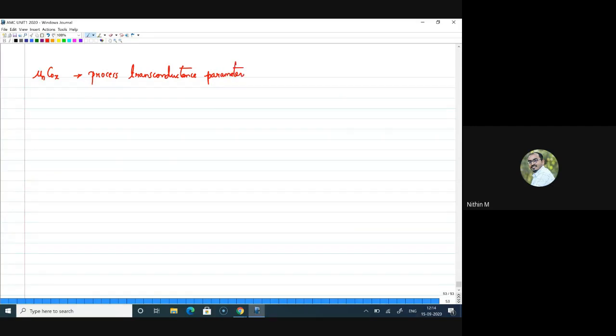process transconductance parameter. These are the names we generally use. Now let us look at the units of this. So what is mu n? How do you define mobility?